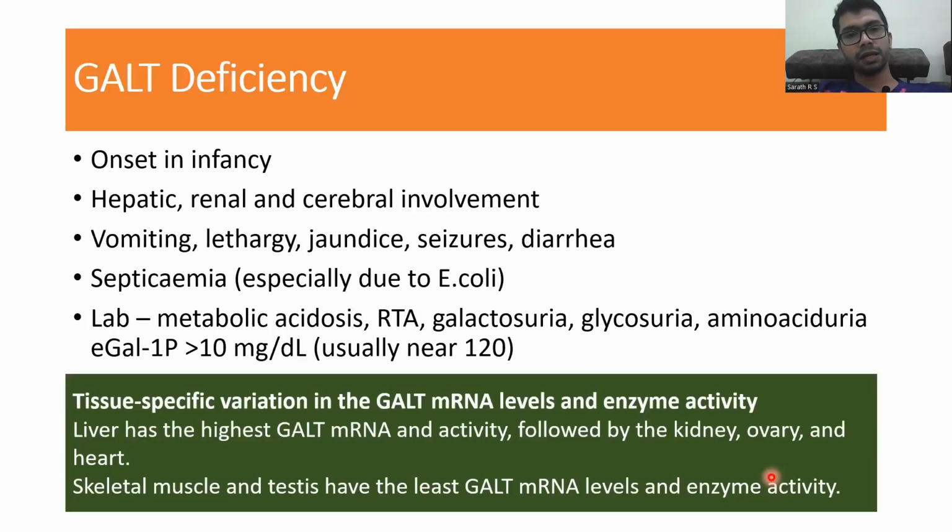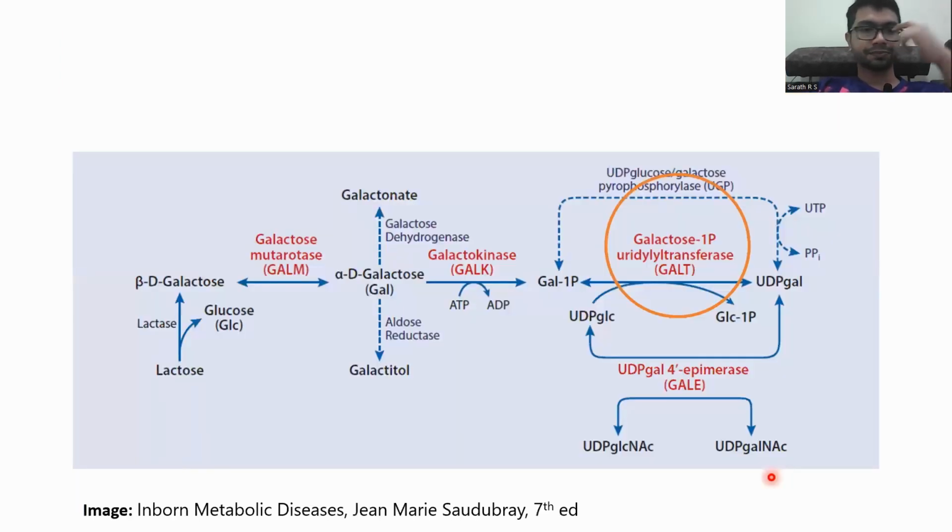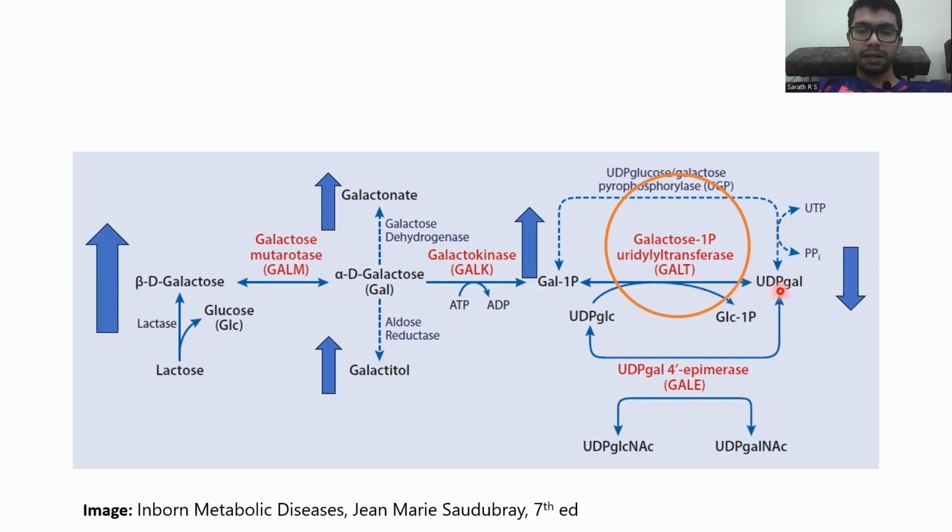Coming to GALT deficiency, which is also called the classical form of galactosemia. So what happens in GALT deficiency? There will be a deficiency at this step of the Leloir pathway. There won't be conversion of galactose 1-phosphate to UDP galactose. Because of which, what will happen? The main pathophysiology is due to the accumulation of galactose 1-phosphate and galactose because the forward steps are not happening properly. Also, there is deficiency of UDP galactose. So there is deficiency of UDP galactose as well as accumulation of other substrates.